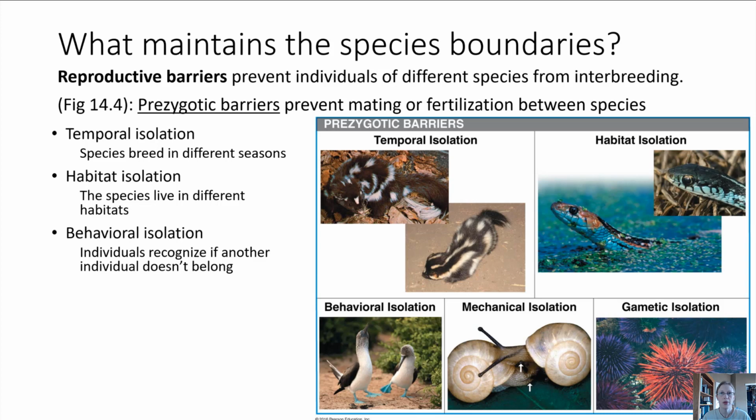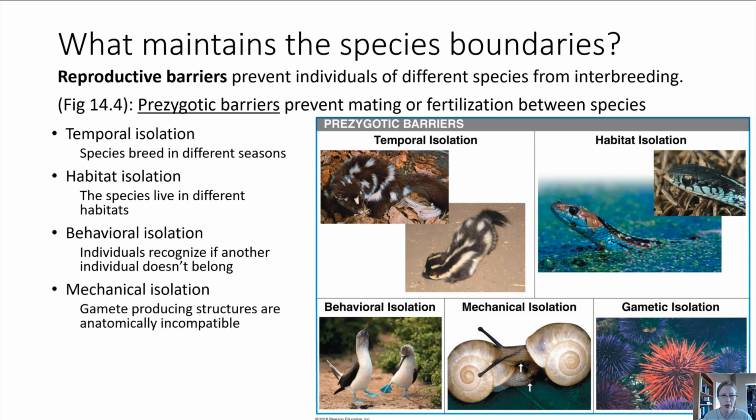Next on the list, behavioral isolation. Sometimes, even if different species live in the same area, they recognize each other as being different, and so they choose not to interbreed, even if their breeding seasons overlap. That would be behavioral isolation. It's based on choice. Mechanical isolation refers to the fact that sometimes it's not possible to get the sperm to where the egg is. Just anatomically, the 2 different species might be incompatible with each other.